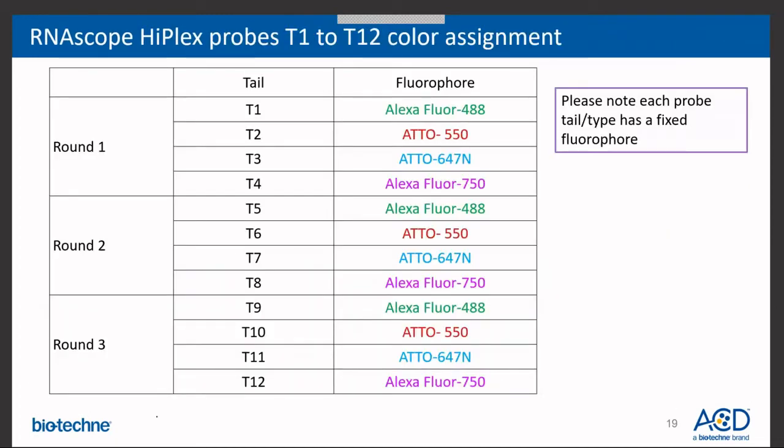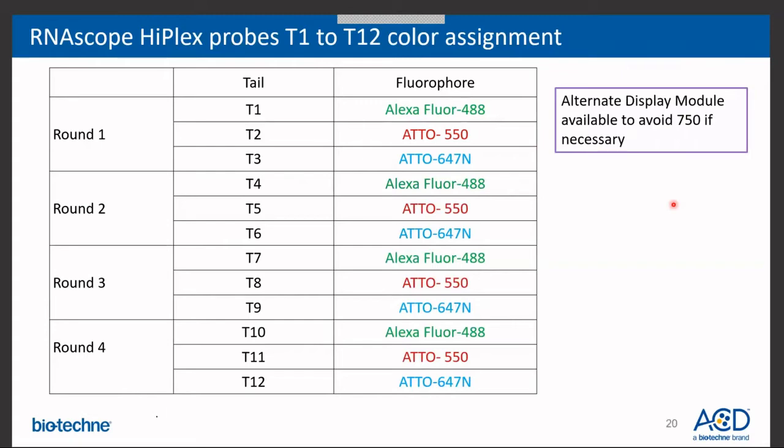So as I mentioned, the probes are not directly conjugated to the fluorophore. However, the tail sequence you pick for each of your target probes does determine what fluorescent channel your probes will end up in at the end of the day. So this is not flexible. Whatever T1 probe you have will end up in green, T2 will end up in red, T3 far red, and T4 near infrared. So this is the way the default kit is set up, such that you're detecting these probes in 3 rounds with 4 colors, green, red, far red, and Alexa Fluor 750.